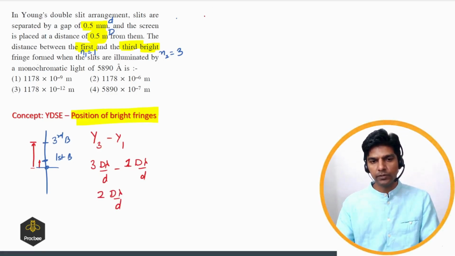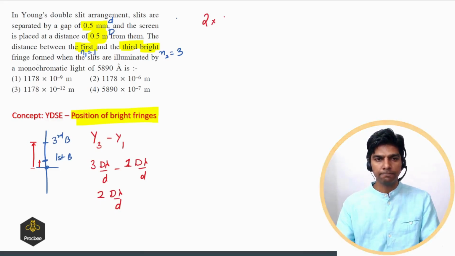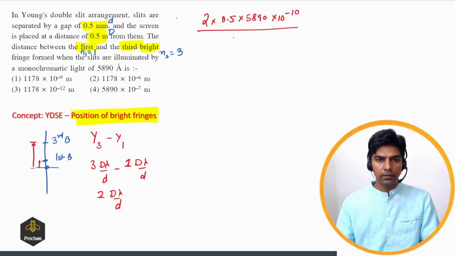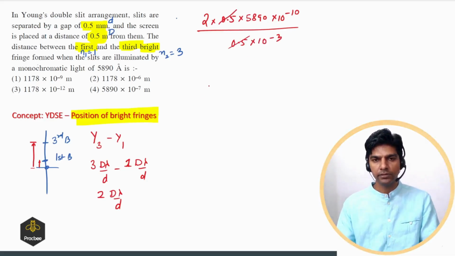Now let us put the values. So 2 times D is 0.5, lambda is given as 5890 into 10 raised to power minus 10 in meters, divided by small d, which is 0.5 into 10 raised to power minus 3. So this 0.5 will get cancelled out.